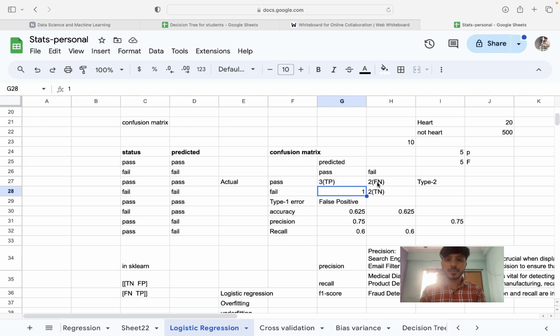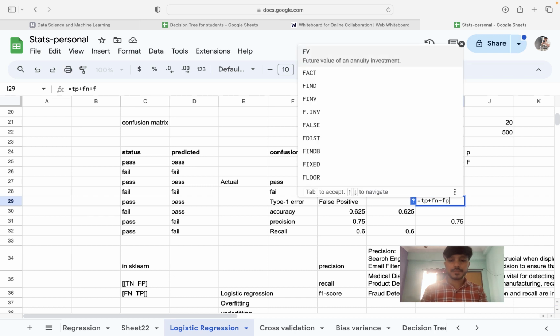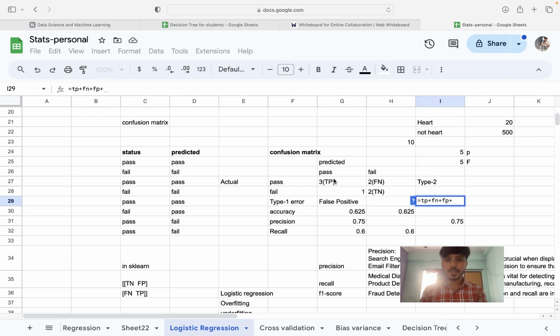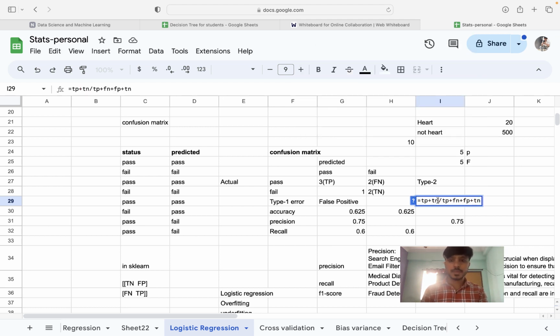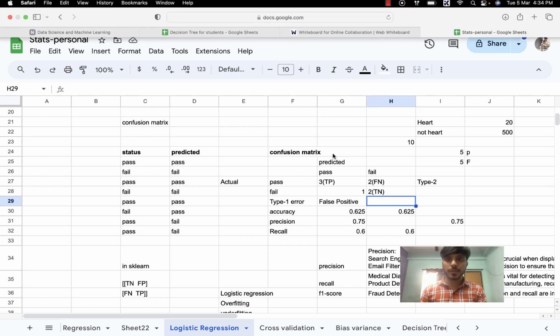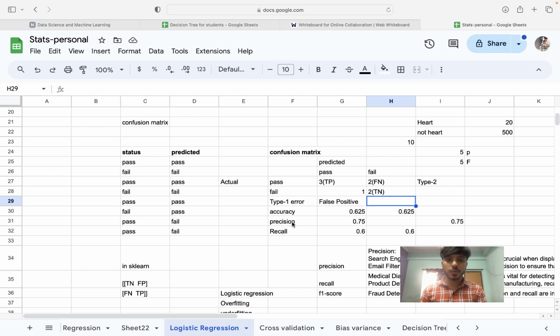So you put all these things in the denominator, TP plus FN plus FP and TN. Okay, this is in the denominator. The numerator will be TP plus TN, and whatever you get, that is your accuracy. So as I said, you cannot always rely on accuracy, right? So you have to go with precision and recall also if the data is imbalanced.